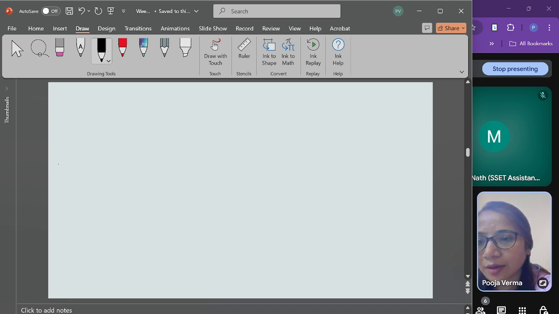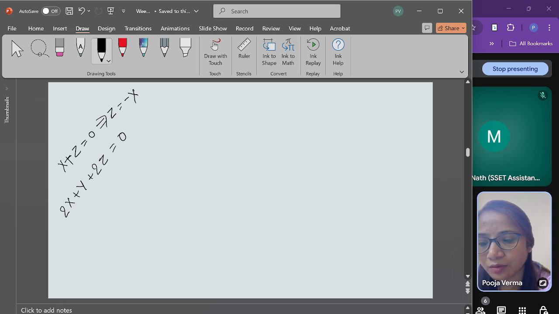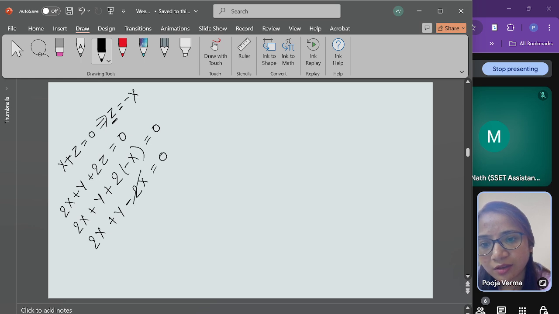What equations have we got? We have x plus z is equal to 0, or otherwise z is equal to minus x. You can solve it in any way. The next equation is 2x plus y plus 2z is equal to 0. Now we can put the value of z here. So 2x plus y minus 2x, 2x minus 2x will cancel out, and you will get y is equal to 0. The first value we have got is y is equal to 0.